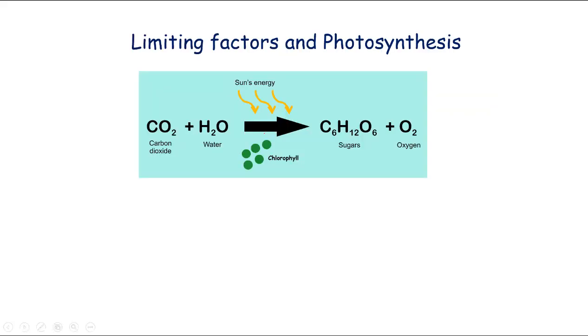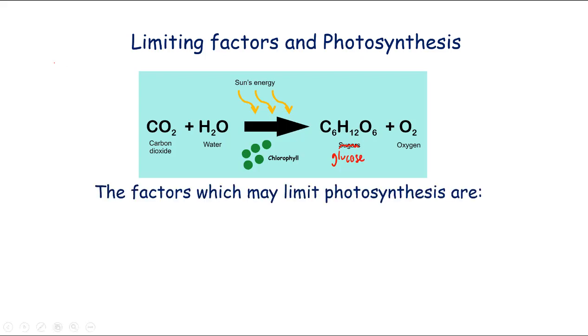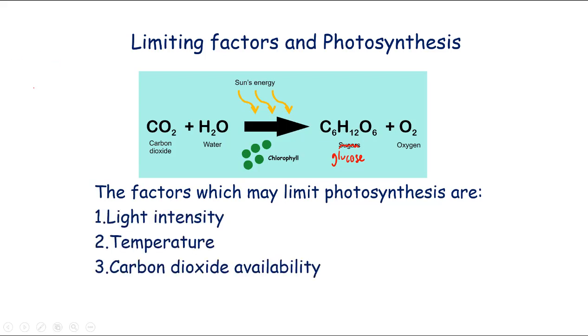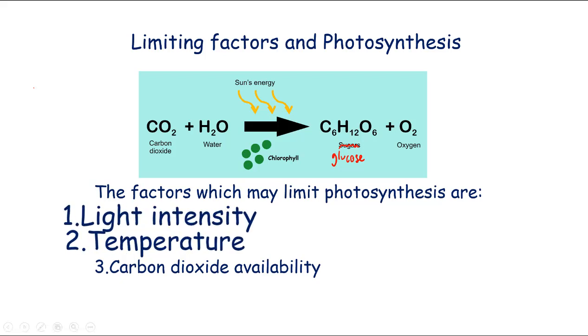Like, for example, photosynthesis. So this is our equation for photosynthesis. Carbon dioxide plus water uses the sun's energy. The chlorophyll traps the sunlight and converts the carbon dioxide and water into sugars, or, because we are absolutely sick of photosynthesis by now, glucose plus oxygen. So the factors which might limit photosynthesis could be light intensity, temperature, carbon dioxide availability. The main ones that we're going to look at are light intensity and temperature.